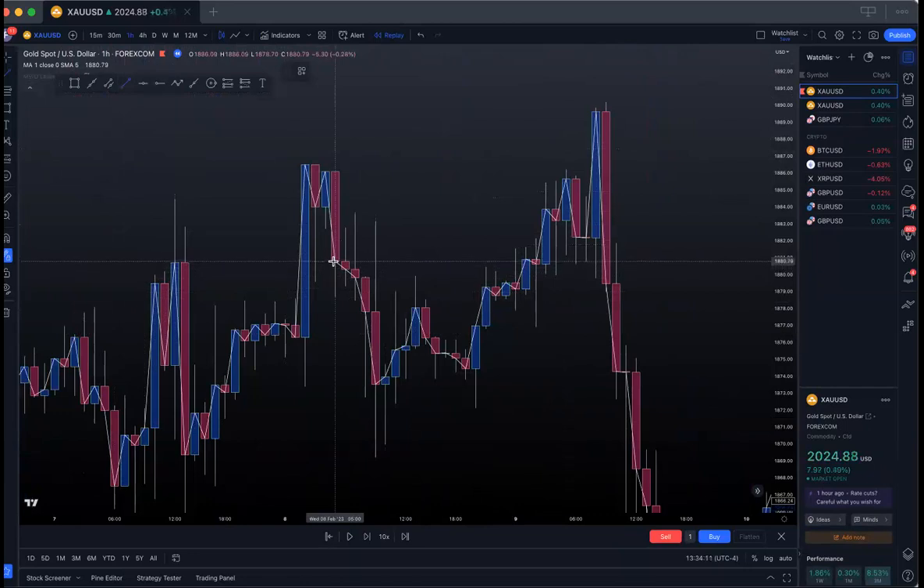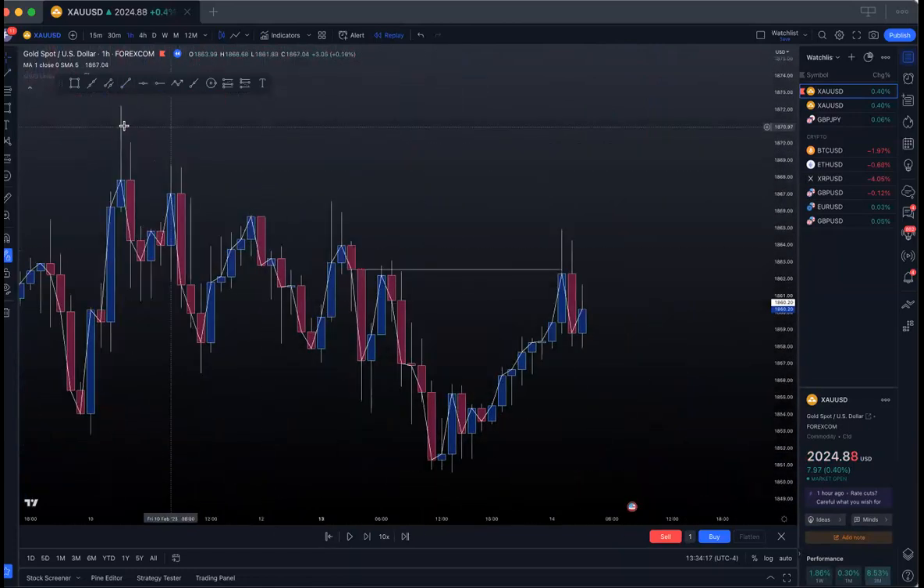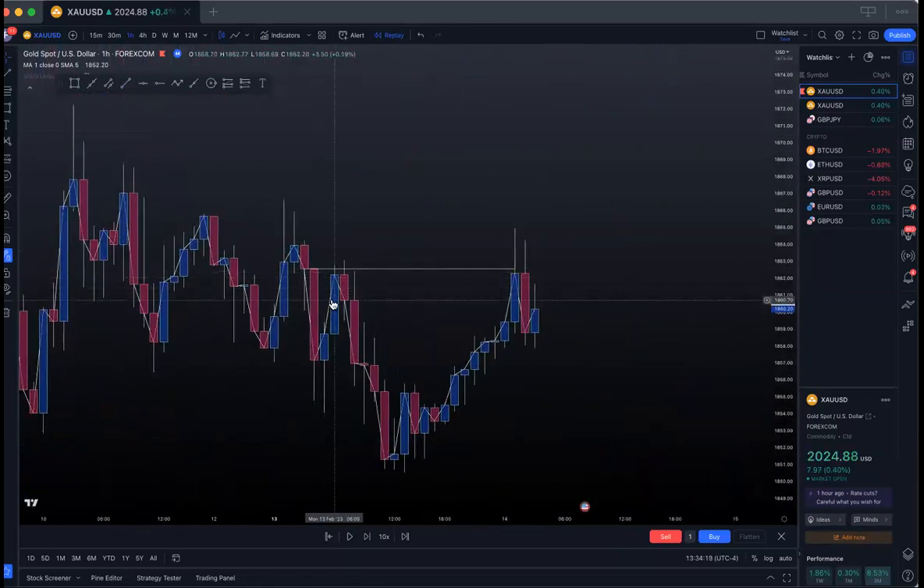I want to ask about the line you just drew on the previous one. So we had a rejection here. Then we had a bearish candle closing below it. Do we still use the line? Yeah, you can still use the line here. Yes.